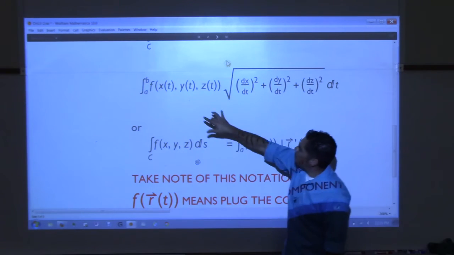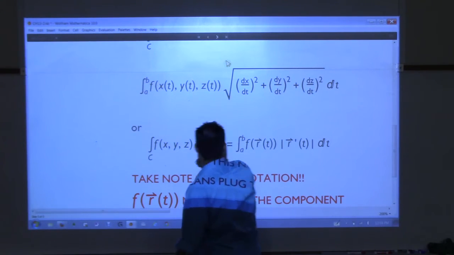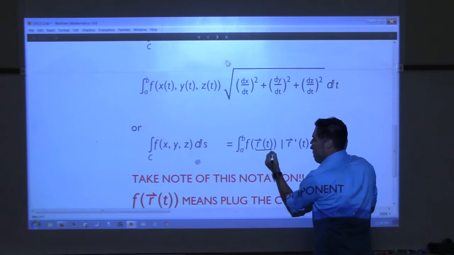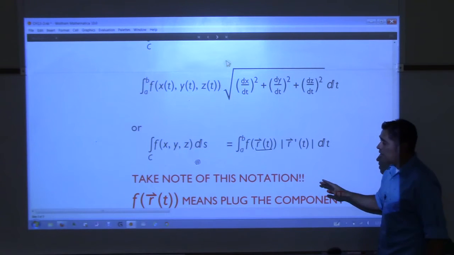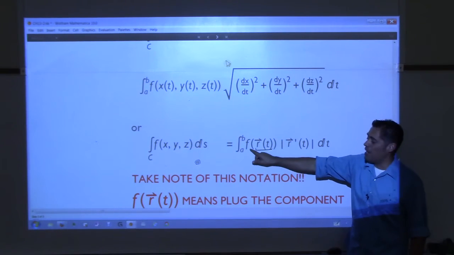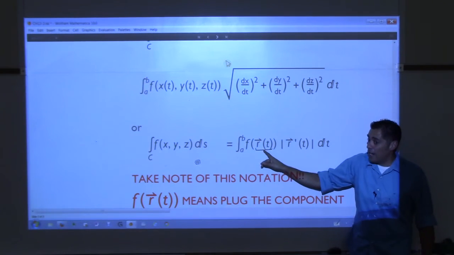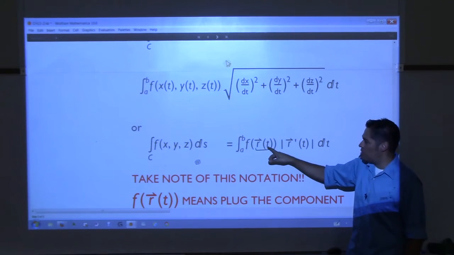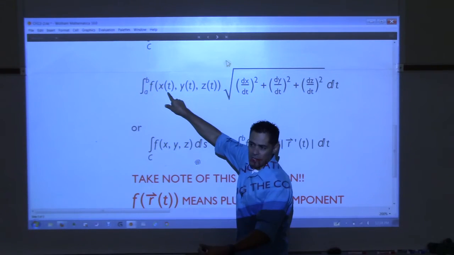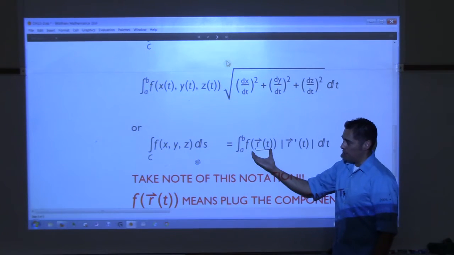So if I replace this entire symbol inside the f, then what I'm saying here, f of r of t, this is weird notation. This is very strange notation because what you're doing is you're taking a scalar function and plugging what into it? A vector function. What does this mean? It just means you take the components of the vector function and you replace the x with the x component, the y with the y component, the z with the z component. That's weird notation, but that's what that means.